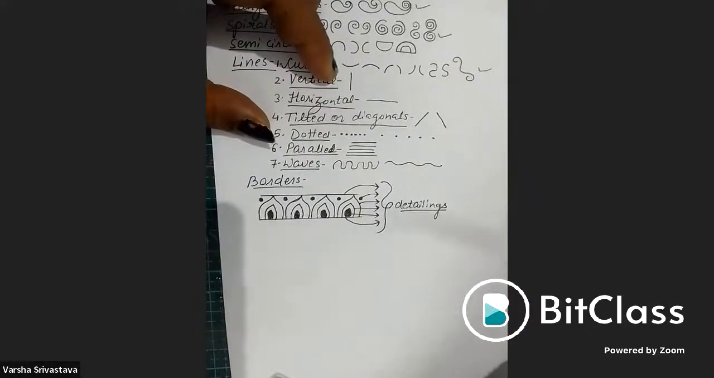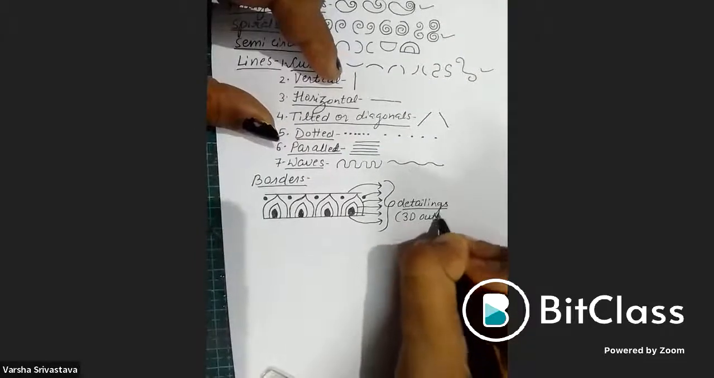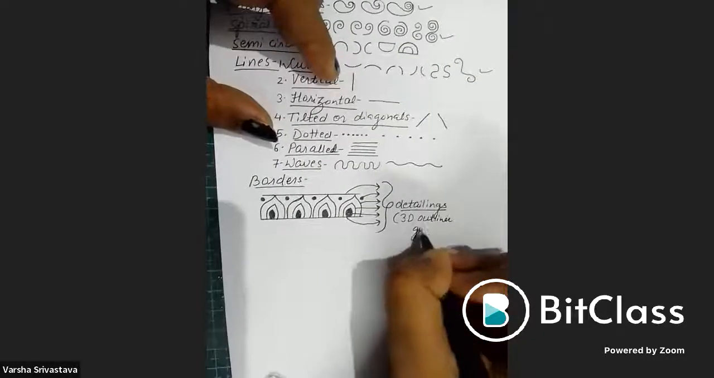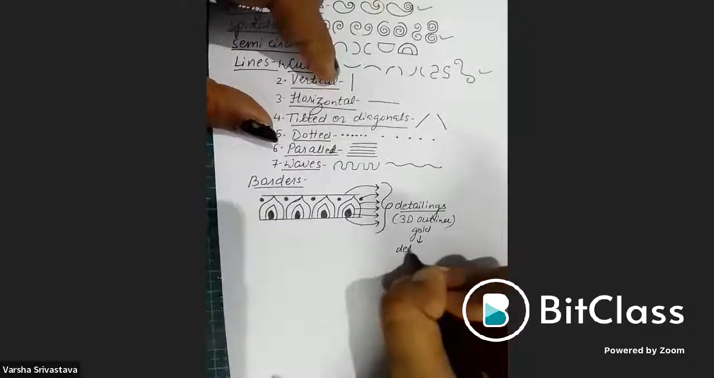Okay, these will be called detailings. We do it with the 3D outliners. That too in gold, I'm writing gold over here, and gold in this case is the detailing color.